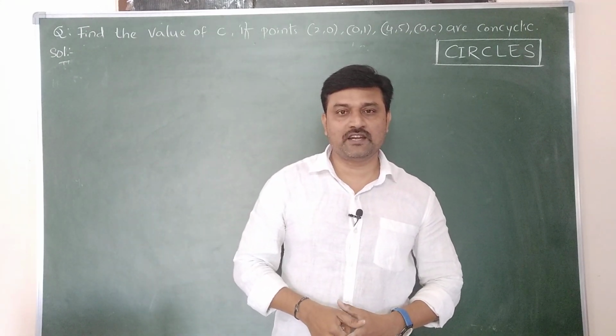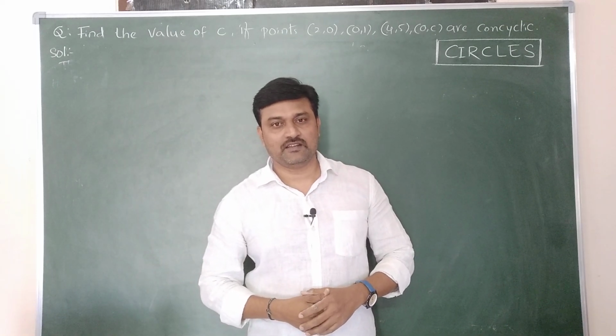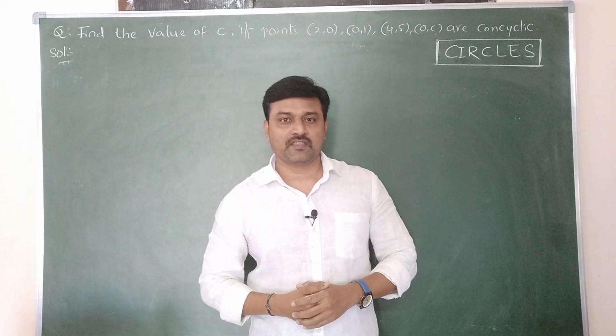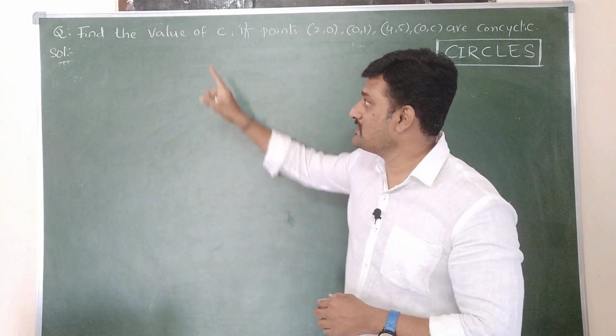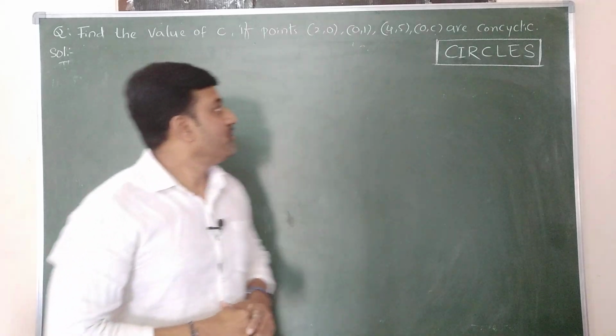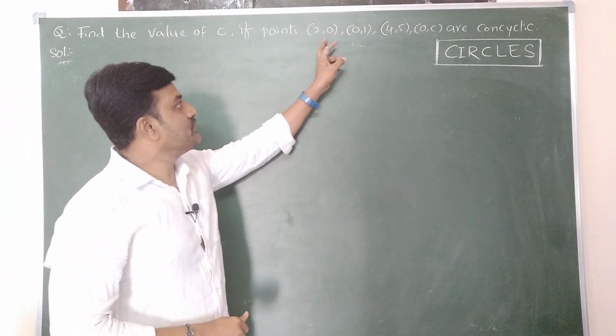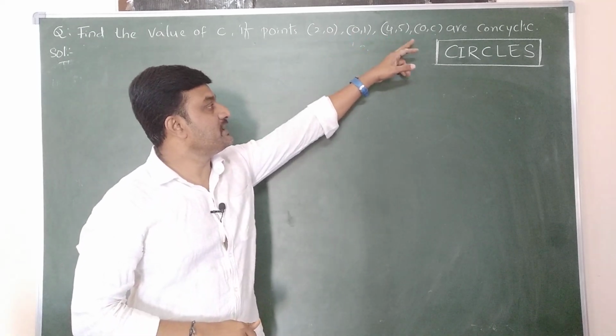From today onwards we are discussing Mathematics 2B topics. The first topic is circle. In circle we are discussing the first long answer type question. A very important question is: find the value of c if the points (2, 0), (0, 1), (4, 5), (0, c) are concyclic.